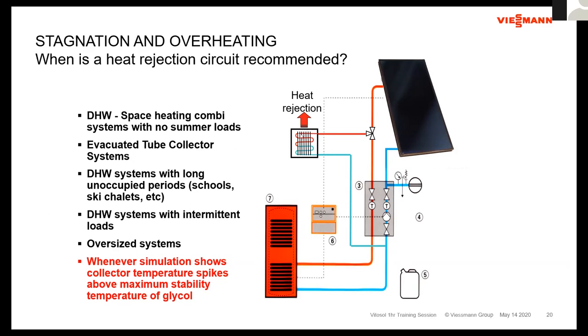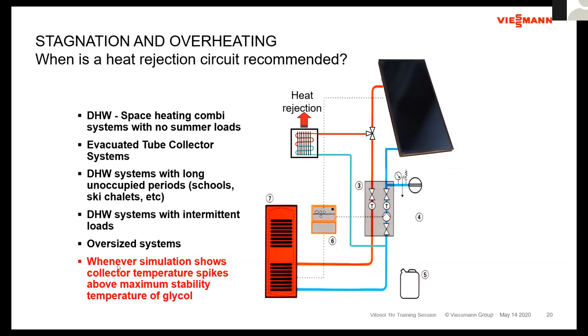Again, most of the time you're going to want to, because they can superheat so quickly, because there is literally no emissivity, very minimal in an evacuated tube because of the vacuum impact on the insulation side of there, heat rejection is often recommended in even a domestic system. Obviously systems where we have long off periods, schools, ski chalets, intermittent loads, oversized systems that would carry into the domestic hot water space applications here.